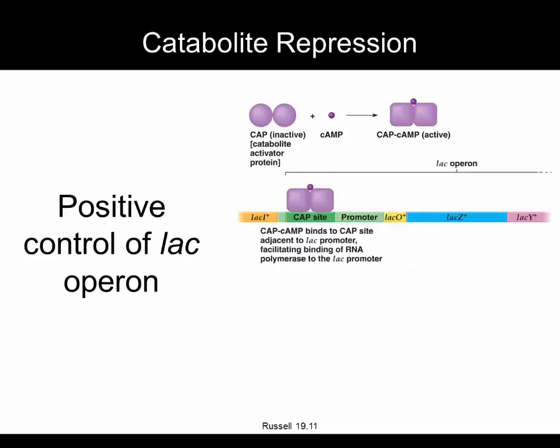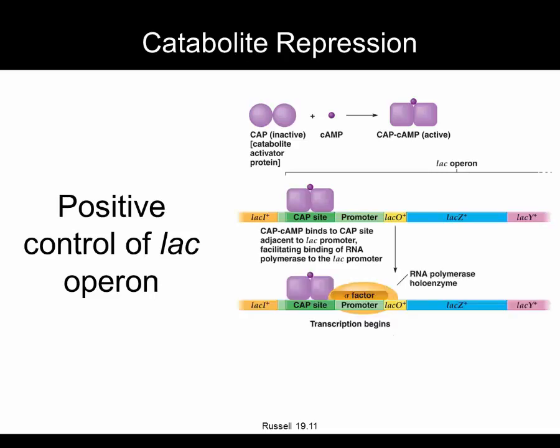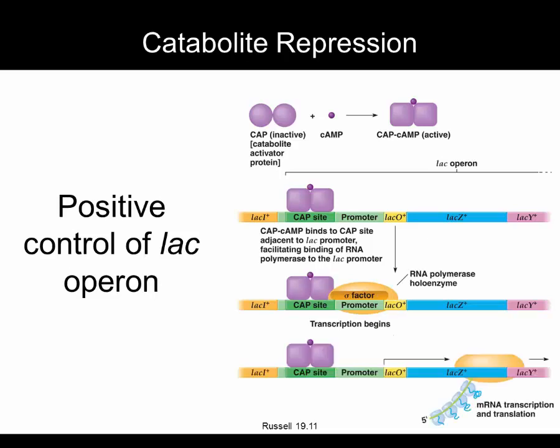So when CAP interacts with cyclic AMP, the activator binds the site on the DNA close to the LAC promoter. Then CAP helps RNA polymerase bind the promoter, greatly increasing transcription of the LAC operon. So optimal expression of the LAC operon requires both the presence of lactose and absence of glucose.